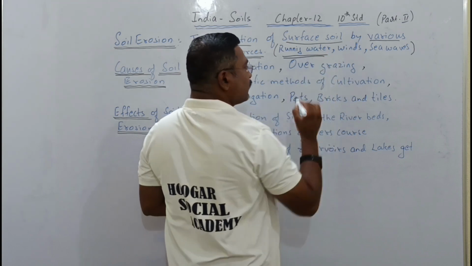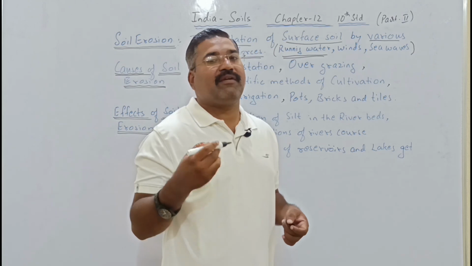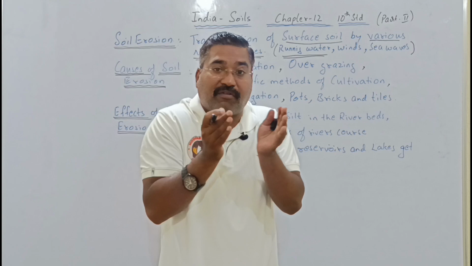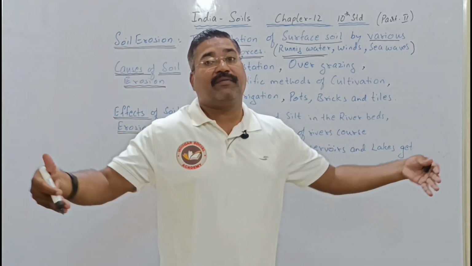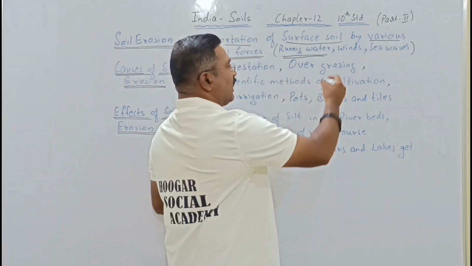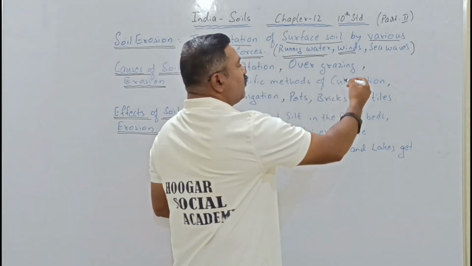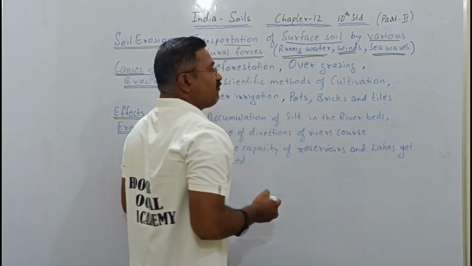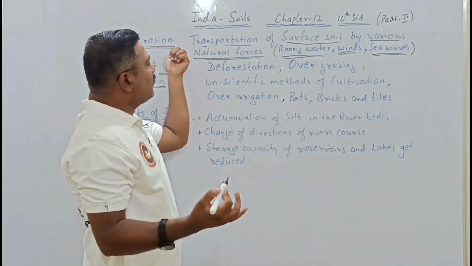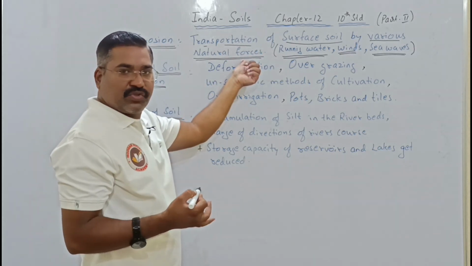And which are these natural forces? Running water. If you take the example of running water, sometimes due to heavy rainfall the river turns into a flood and its catchment area enlarges, so wherever it goes, the soil is washed away by the water itself. Winds, when cyclones appear, and sea waves are also responsible for soil erosion. So the transportation of surface soil by various natural forces, we call soil erosion.